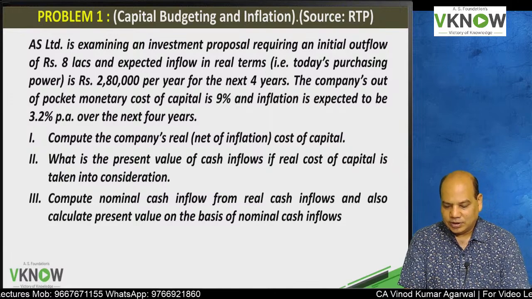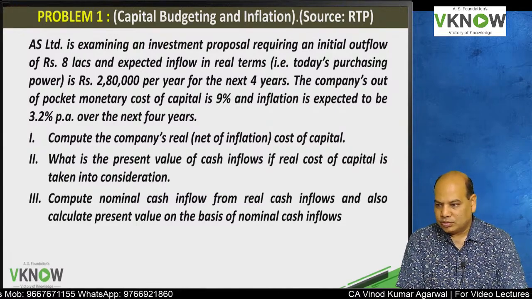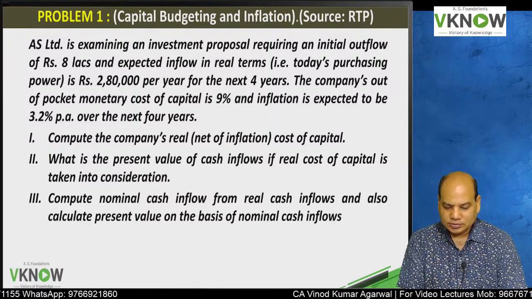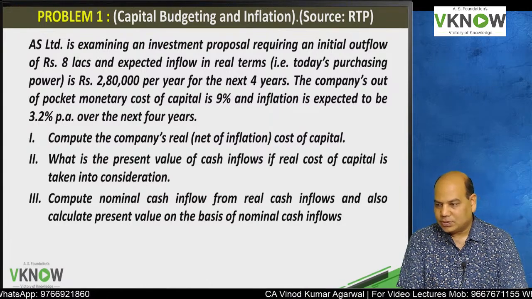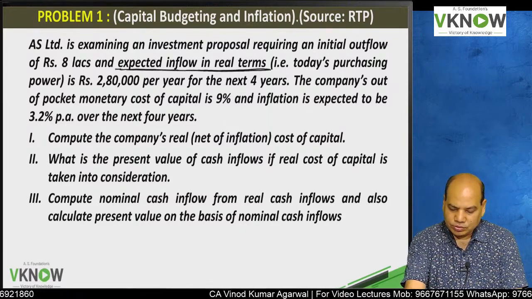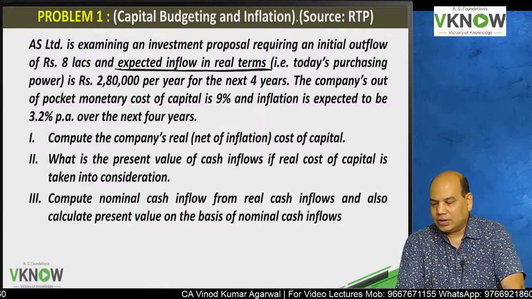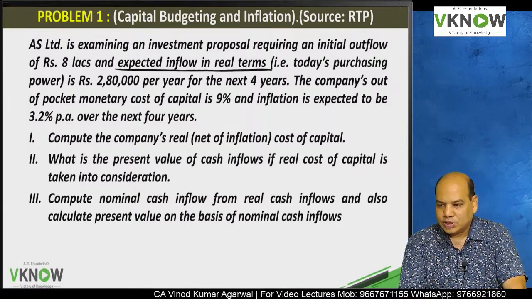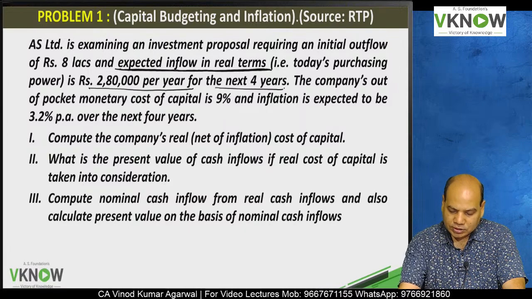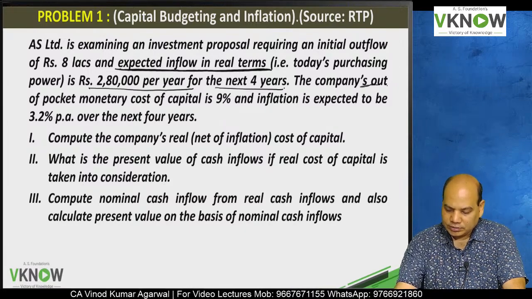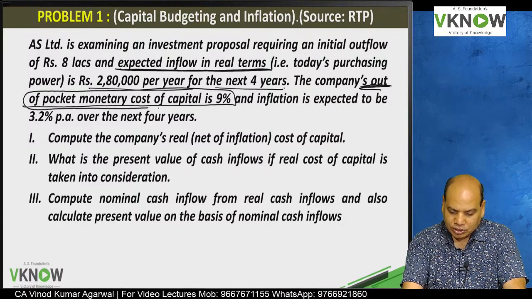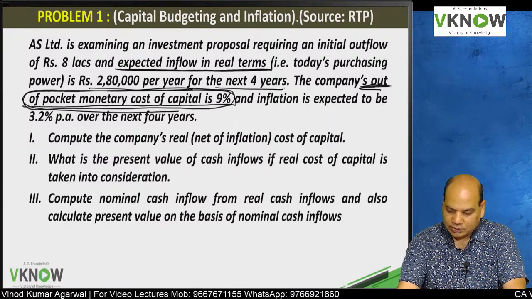AS Limited is examining an investment proposal requiring an initial outflow of rupees 8 lakh. Initial outflow is 8 lakh and expected cash inflow in real terms. The problem setter is giving you clear information: expected inflow in real terms, that is today's purchasing power, is rupees 2,80,000 per year for the next 4 years. The company's out of pocket monetary cost of capital is 9%.